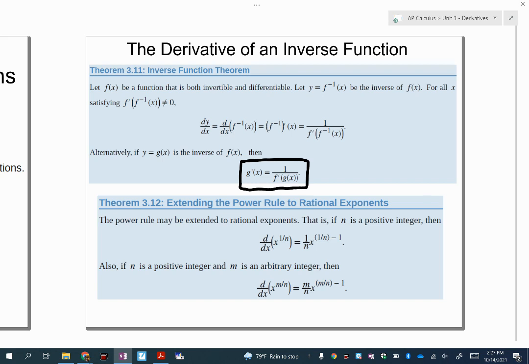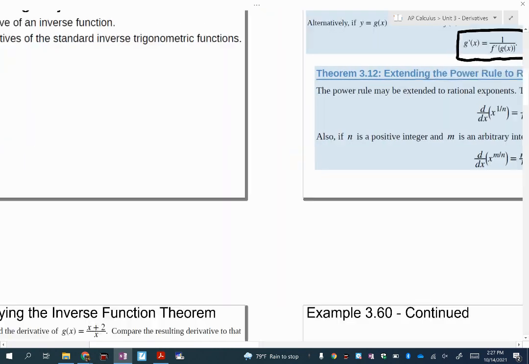We also are going to use these formulas, but I don't feel like this will be much of a stretch because we've been working with the power rule for many lessons now. So I think you're going to feel like extending the power rule to use with rational exponents won't really be that big a deal. All right, so let's try one.